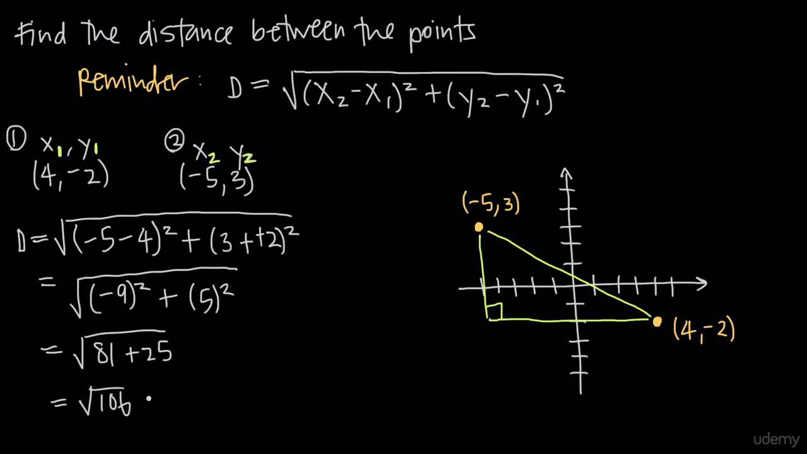And because there are no perfect squares which factor into 106, this is as simple as we can get it, and we can say that the distance between these two points, (4, -2) and (-5, 3), is the square root of 106. So let's talk briefly about what that means.